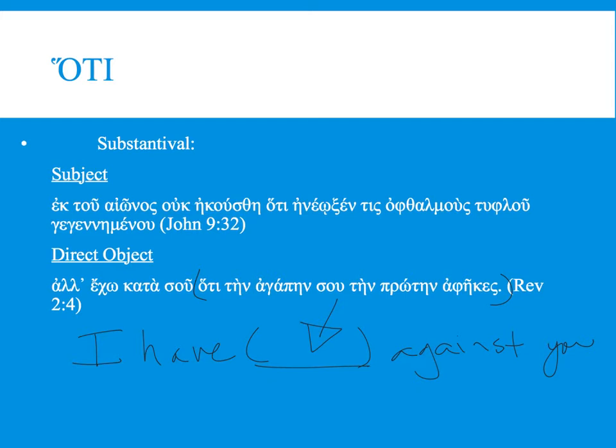And so this hoti clause: I have that you have forsaken your first love against you. I have this idea, the notion that you have forsaken your first love, as something that I hold against you. So in the same way as that other hoti clause filled in the subject slot, here this hoti fills in the object slot. So both of these, in theory, are functioning substantively, as a subject or a direct object.